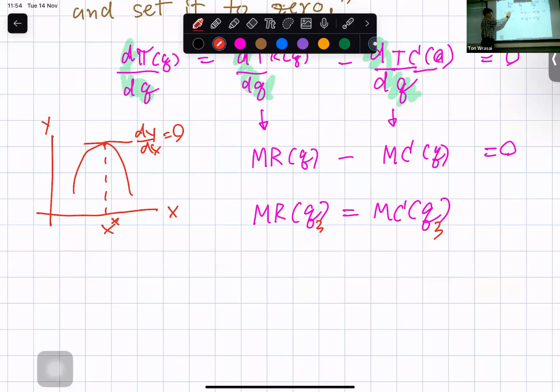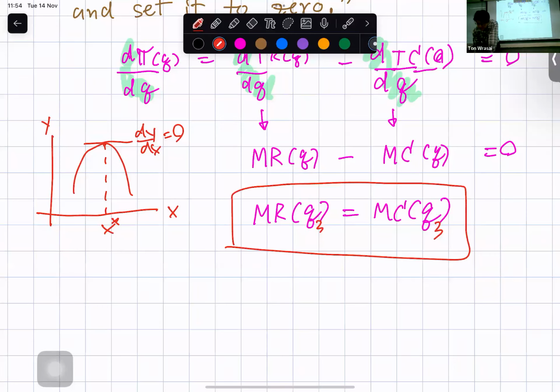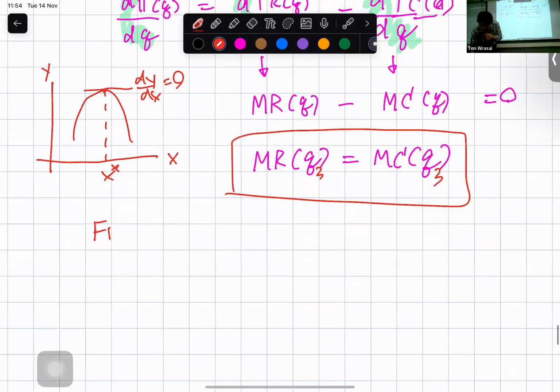Same. When we use this rule, differentiate profit with respect to Q and set it equal to 0, you will find the level of Q that maximizes profit. Okay. That's the first requirement. We call this the first order condition.